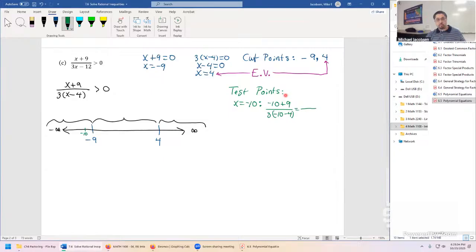Simplify this down just a bit. We have negative 1 in the numerator, 3 times negative 14 in the denominator. But the exact value of this is not as important as whether it's positive or negative. There's two negative signs here, so it's a negative value dividing into a negative value. That means the overall sign on this one is positive. So we're positive in this region.